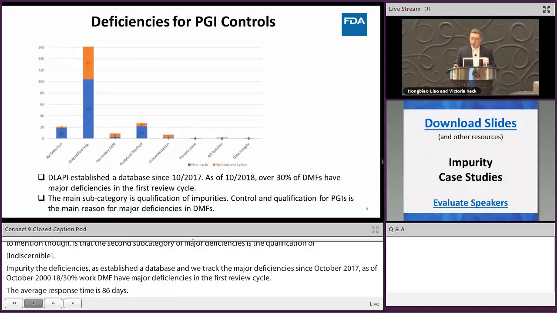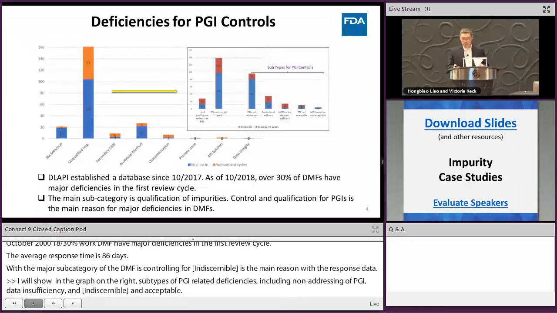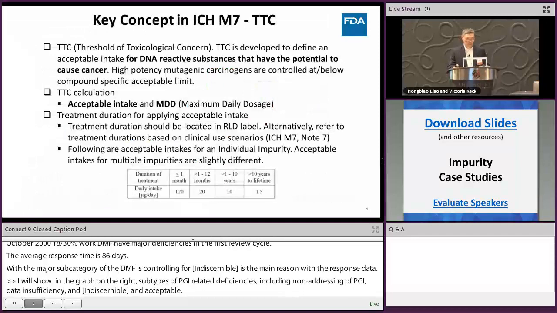As shown in the graph on the right, subtypes of PGI-related deficiencies include PGI not addressed, control insufficient, AMES or QSAR data insufficient, TTC acceptable, and M7 exemption acceptable. To understand these PGI-related deficiencies, let's refresh our memories of ICH M7. We follow ICH M7 to assess PGIs in drug substance.